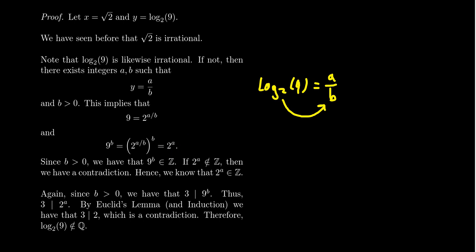So we can assume that 2 to the a is likewise an integer, okay? But also remember, b is still positive here. So this isn't zero, right? This is 9 first, 9 second, 9 cubed. There's some positive integer there. In particular, 3 divides the left-hand side because 3 divides 9 and it'll divide any multiple of 9 as well.